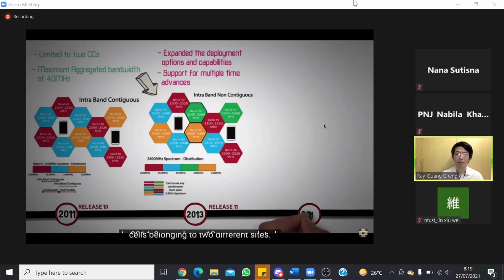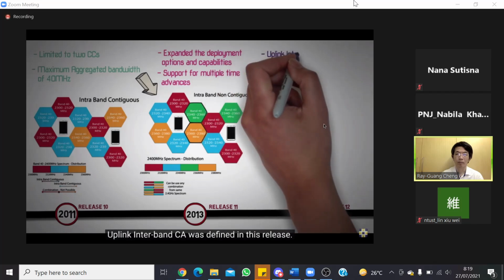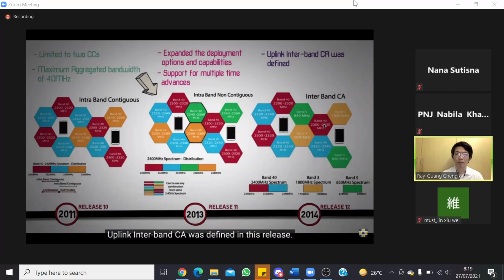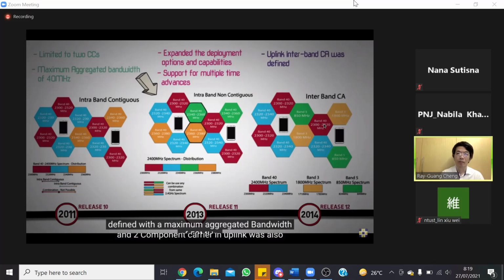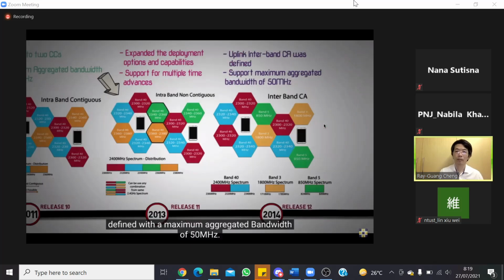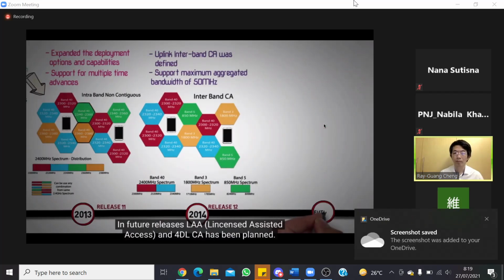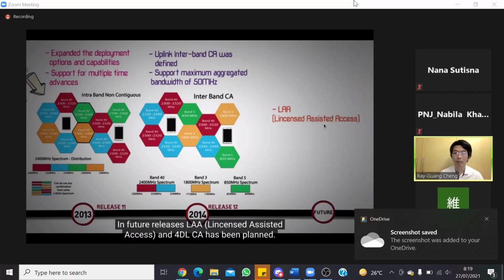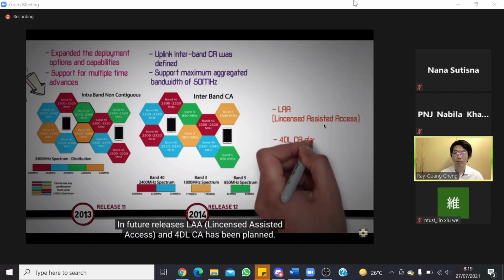In 2014, 3GPP Release 12 was completed. Uplink interband CA was defined in this release. Requirement for 3 component carriers in downlink and 2 component carriers in uplink was also defined, with maximum aggregated bandwidth of 50 MHz. In future releases, licensed assisted access and 4 downlink carrier aggregation have been planned.